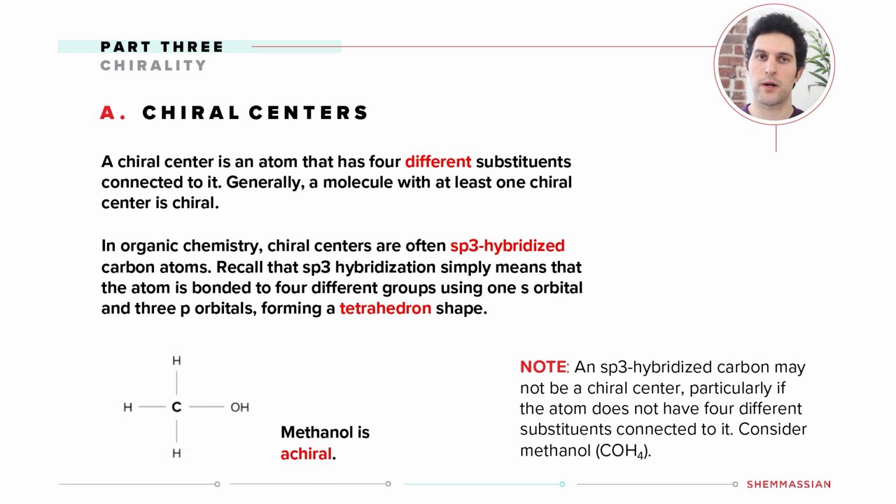This brings us to our first Shem gem. Knowing that a carbon must have 4 different groups to be considered chiral is very important. The test writers will sometimes make you determine whether a molecule has R or S stereochemistry or if it's achiral overall. As such, it's essential to know when a molecule is not chiral.